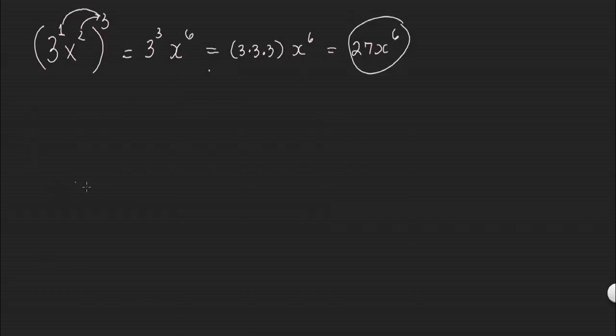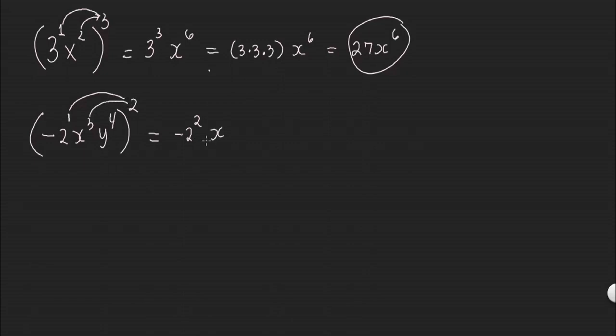Okay. Next example, we have (negative 2x raised to 3, y raised to 4) raised to 2. Okay? So, same process sa previous example. So, may 1 dito, di ba? 1 times 2. So, we have negative 2 raised to 2. Next, 3 times 2. So, we have 6. Yung y naman, meron tayong exponent of 4 times 2, that is 8.